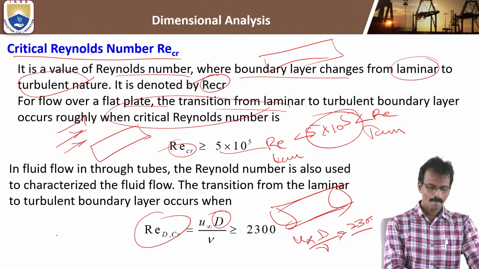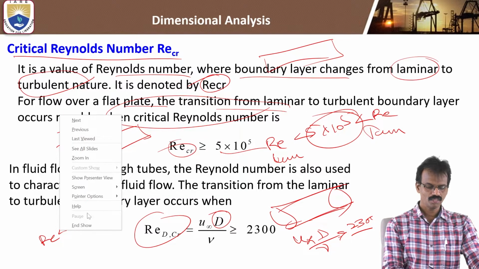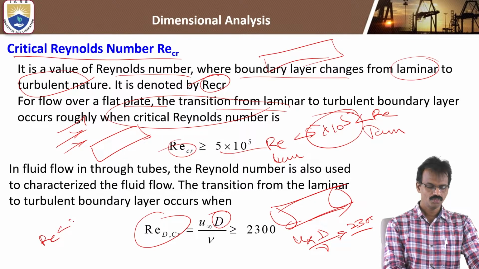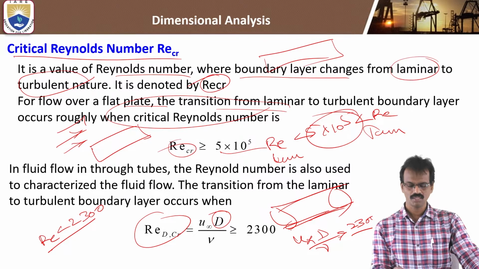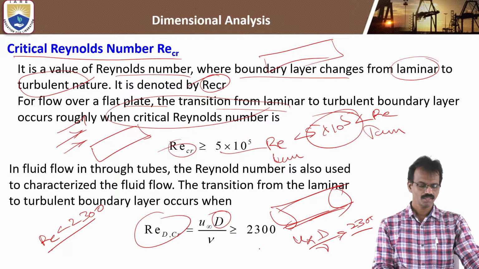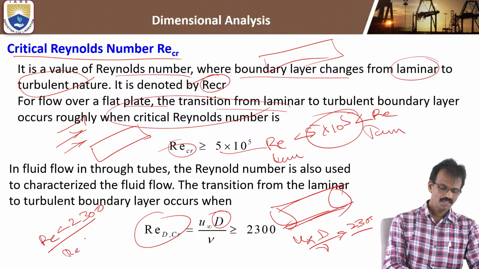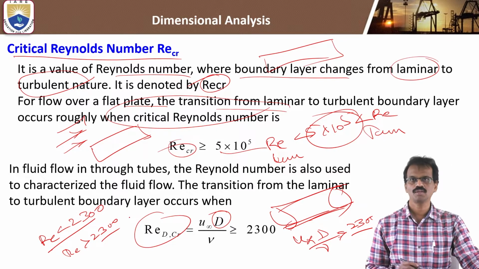So if the Reynolds number is less than 2300, that is laminar flow, in the case of internal flow, just like fluid flow in pipes. If the Reynolds number is greater than 2300, that shows turbulent flow.